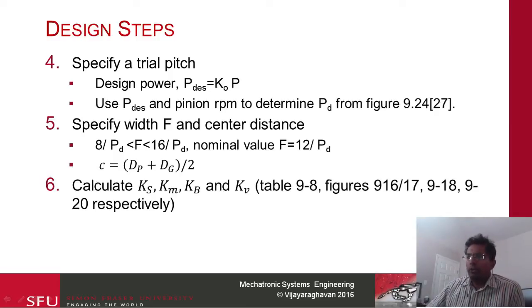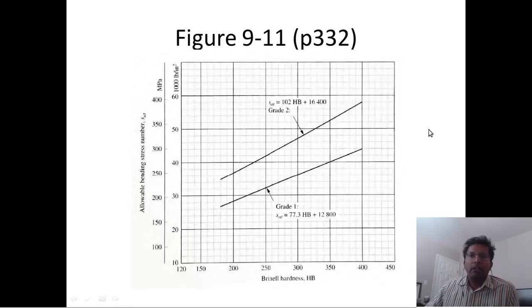So using these two, what we can actually do is use figure 9.24, which is 9.27 in the old book. And then we can calculate the pinion desired speed. So let's quickly go to that slide here.